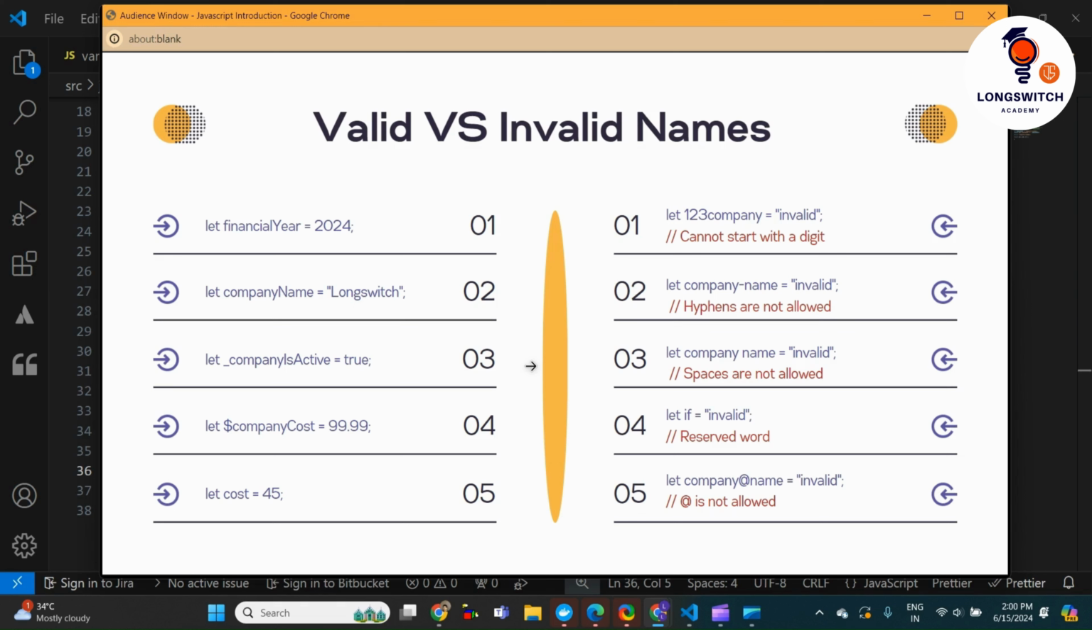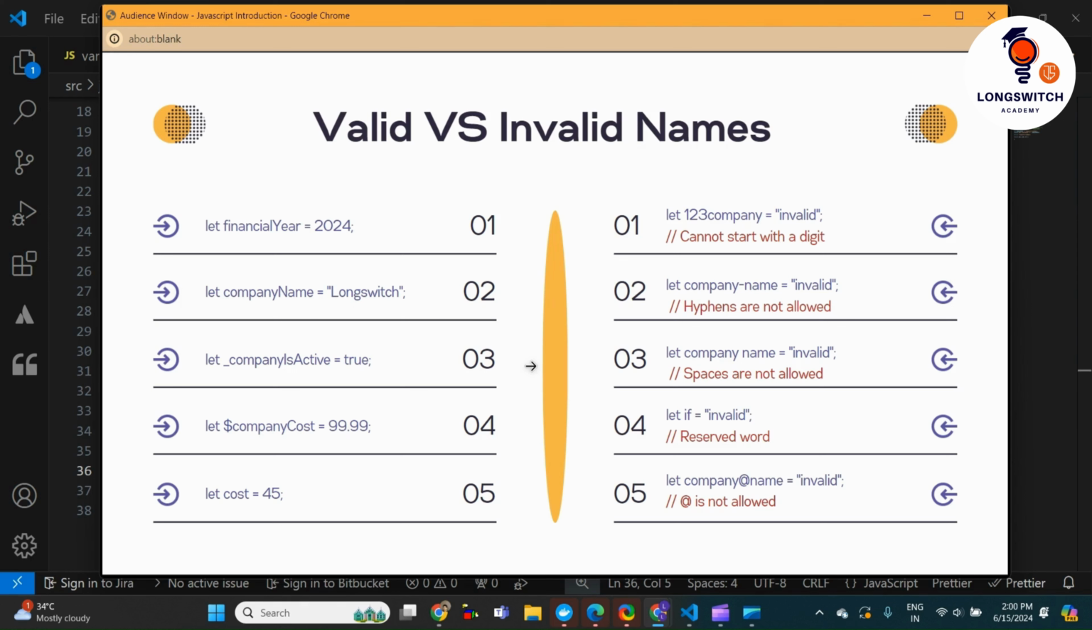The fifth valid variable name is let cost = 45. This is valid because it just has one word and it just includes letters. So that is valid. Why is the fifth invalid name invalid? Because it has an at-the-rate symbol in its name, company@name. As we have seen, only underscore and dollar are supported as special characters, nothing else. Here we have the at-the-rate symbol, therefore it is invalid.